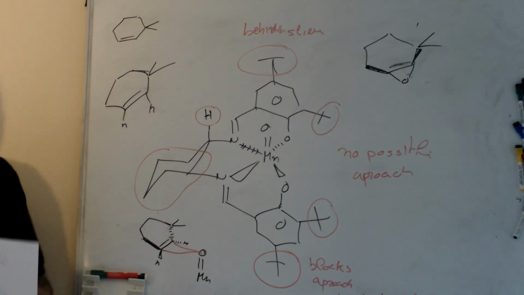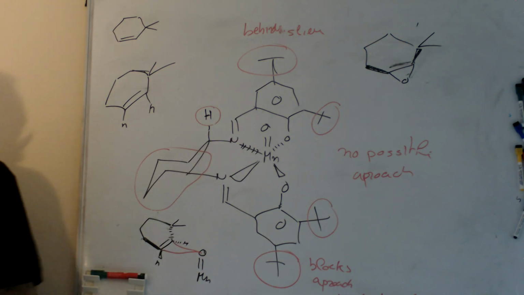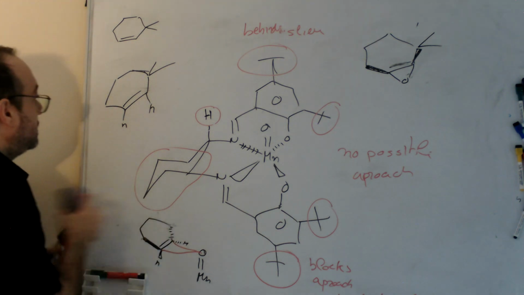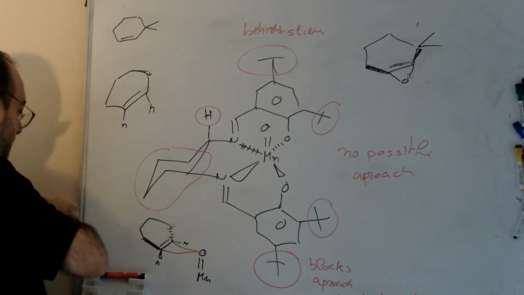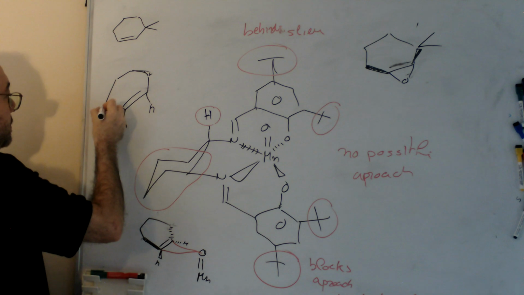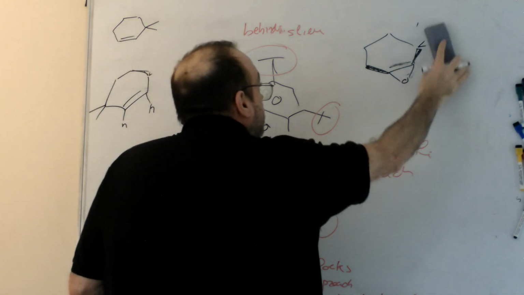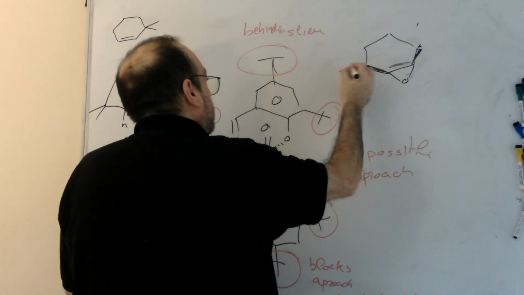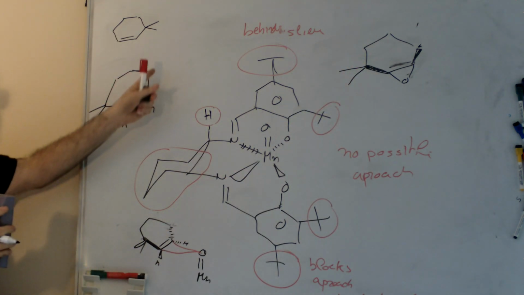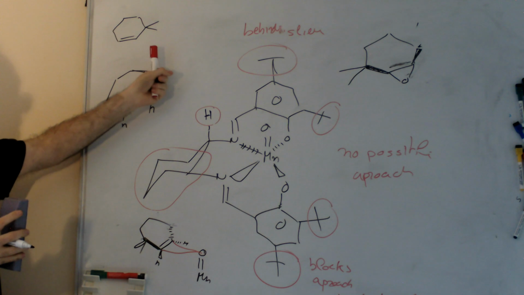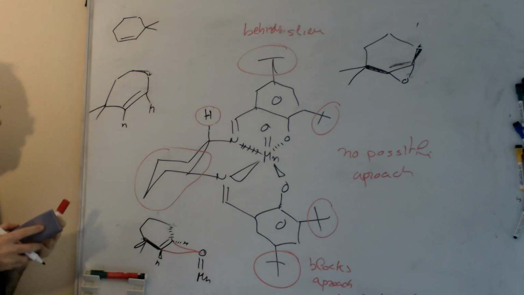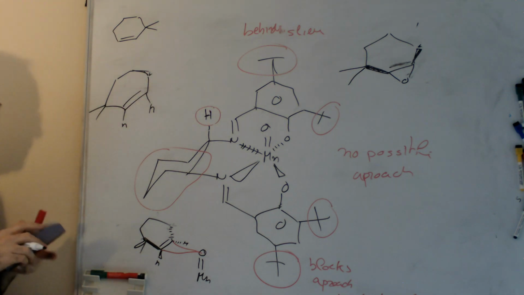Okay, I did it wrong here, sorry. Now I notice it. That means that the approach has to be just the opposite. Sorry for it. The approach has to be with the smaller substituent, that in this case is this hydrogen, over this hydrogen. Okay?